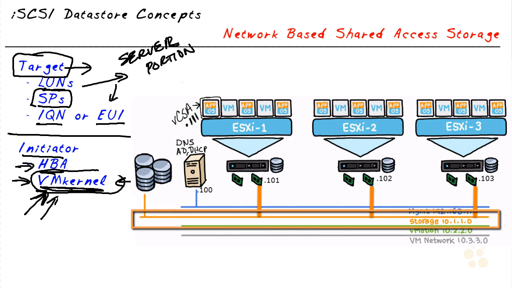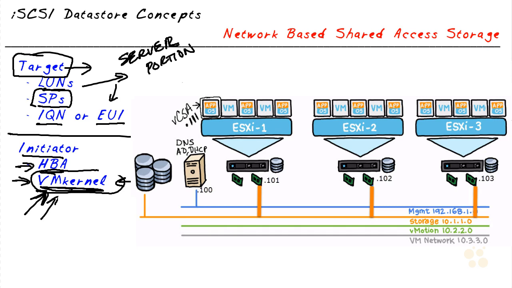You'll also notice that this storage network is separate. We're not using the same network as the management network. We're not using the same network as our VM networks. We have a dedicated separate network just for storage. It is ideal if you can have a physically separate network. However, if you can't have a physically separate network, you should at least have a separate VLAN, which is a logical network, for your storage.